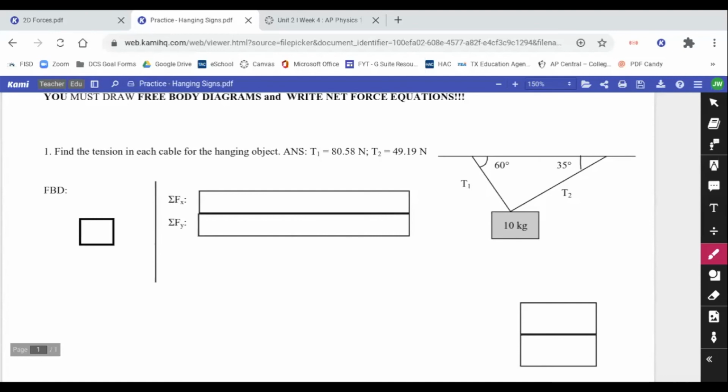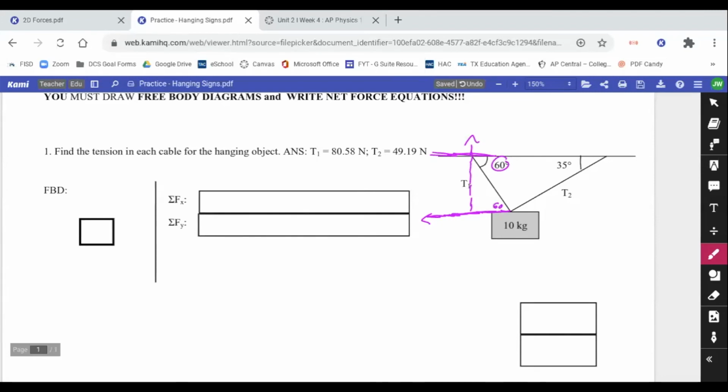So let's take a look at this problem. I've got T1 and T2. If I use the geometry, I know that which angles to use is difficult. If I were to draw over here and say T1 has a component pulling to the left and a component pulling up, I could say that this purple line and this line up here at the top are parallel. So if this is 60 degrees, that means that this is 60 degrees.